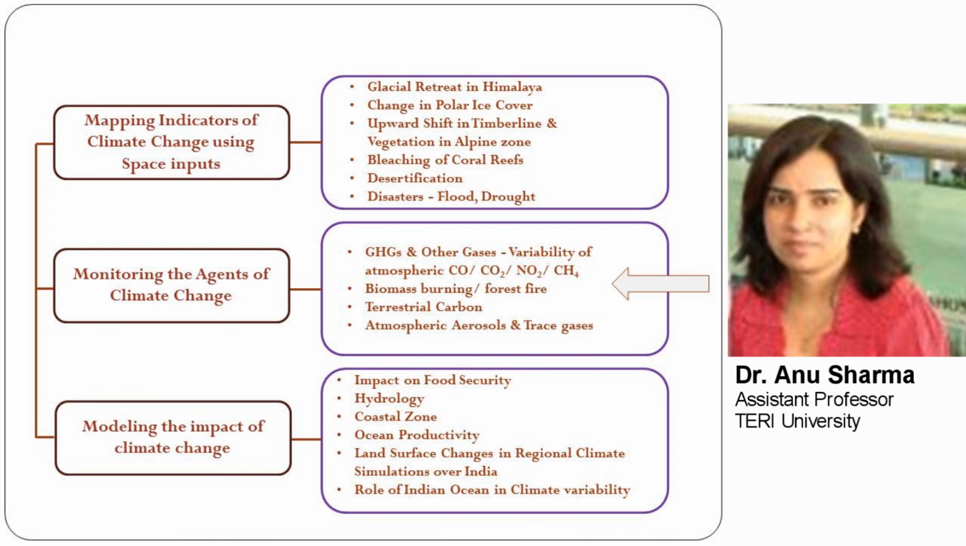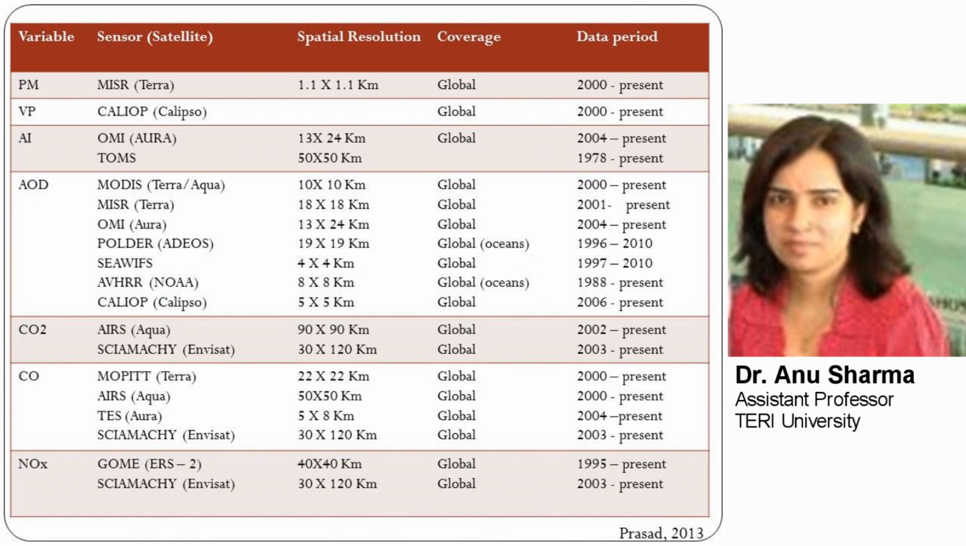So here we talk about monitoring the agents of climate change, which is primarily GHGs: CO, CO2, NOx, methane, and atmospheric aerosols. The next question that should be posed to me is, tell me now, what are the specific satellites that would help me in monitoring all these parameters? That includes greenhouse gas emissions, CO or CO2 or aerosols, or all those agents. So I have compiled a list for all of you of the most important focus satellites that are available just to monitor those agents of climate change.